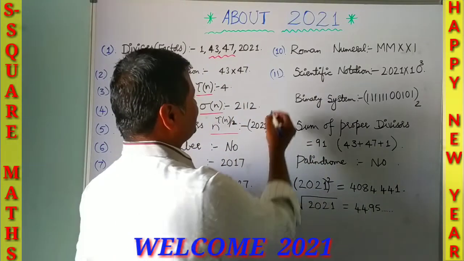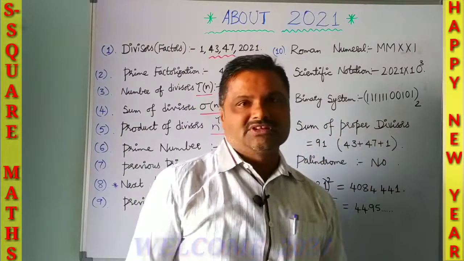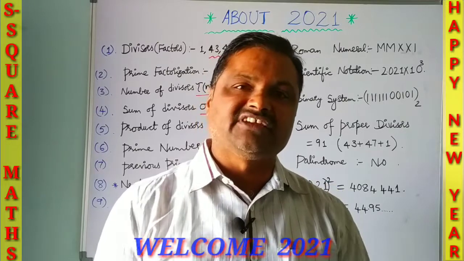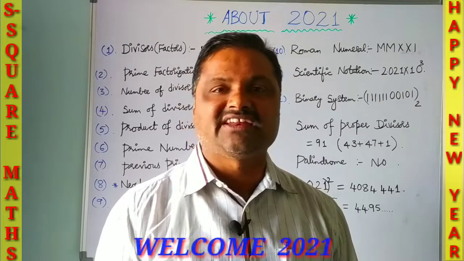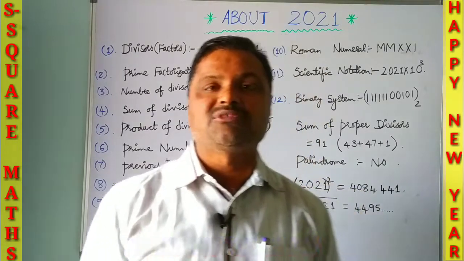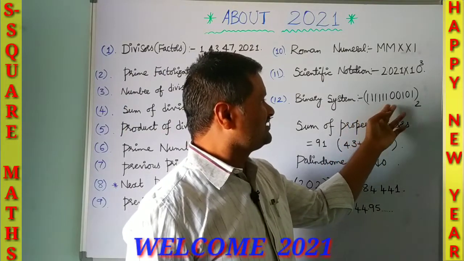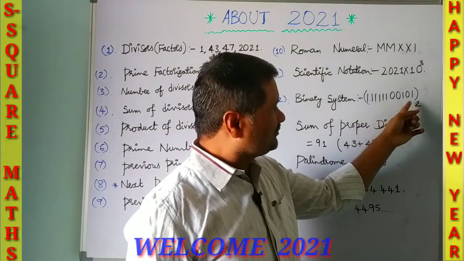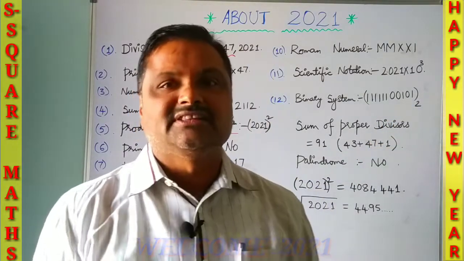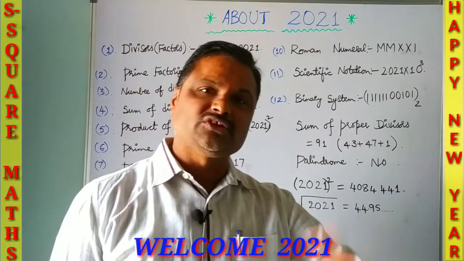Next, binary system, binary representation. Okay, so you should be able to know the binary representation, binary system. The computer language takes only 2 digits, 0 and 1, they are called binary digits. So for 2021, the binary representation is nothing but 11111100101 with respect to the base 2. So for the binary system, the base is nothing but 2, since it takes only 2 digits, 0 and 1.